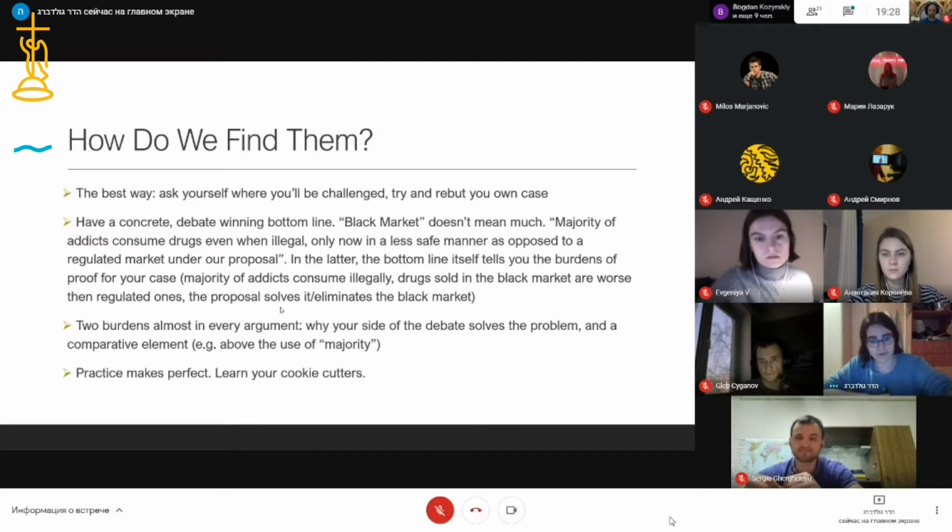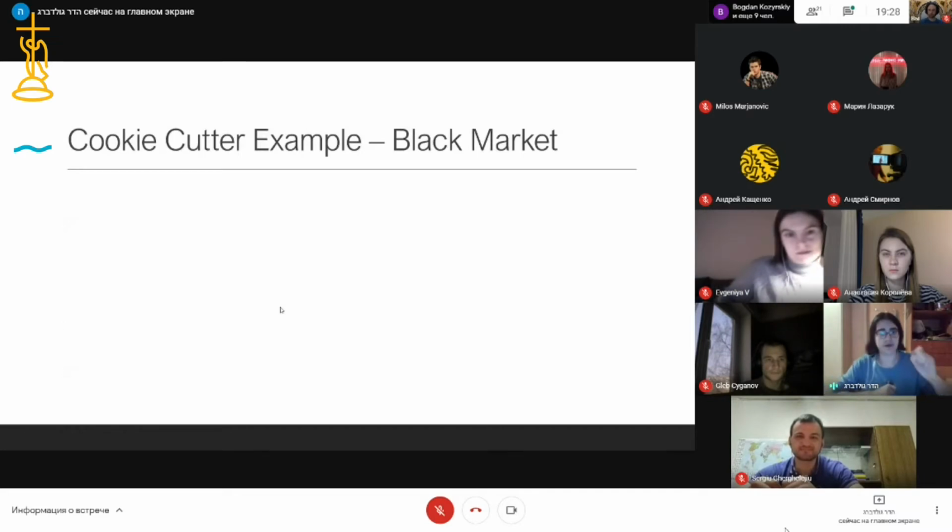Cool. Cookie cutters. We'll start with the first one, which should be easier for you because we already gave one example of this. Only difference is, in the last slide, we discussed a specific argument. That is the black market, and specifically a debate about drugs. I want you to try and extrapolate from it now, from the example to the more general case. What do you think are the burdens of proof for every black market argument in any debate?